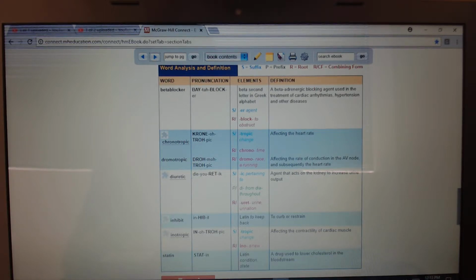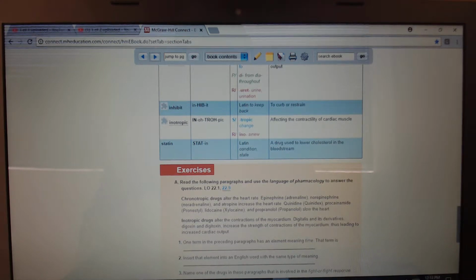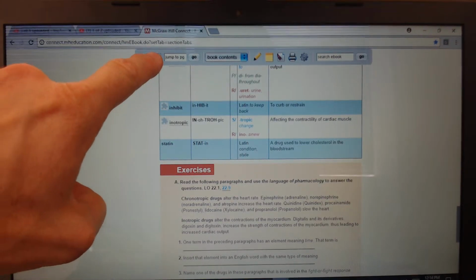Diuretic, uret is urination or urine. So a diuretic is an agent that acts on the kidney to increase urine output. Inhibit is Latin to keep back. Inotropic, ino is sinew, tropic is change, affecting the contractility of cardiac muscle. Statin is Latin for condition or state, a drug used to lower cholesterol in the bloodstream.